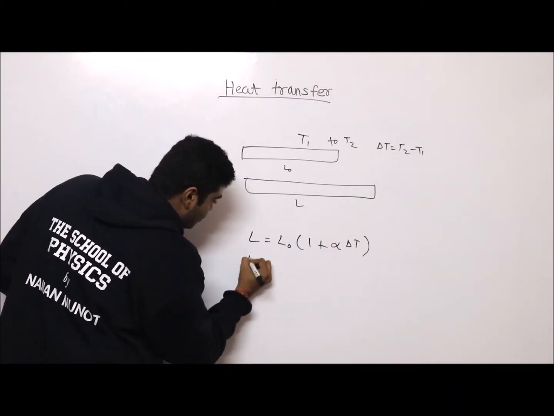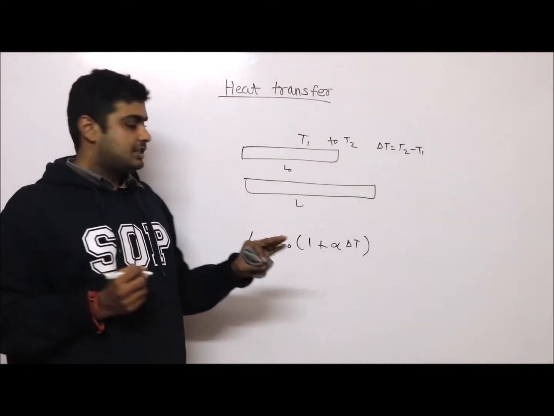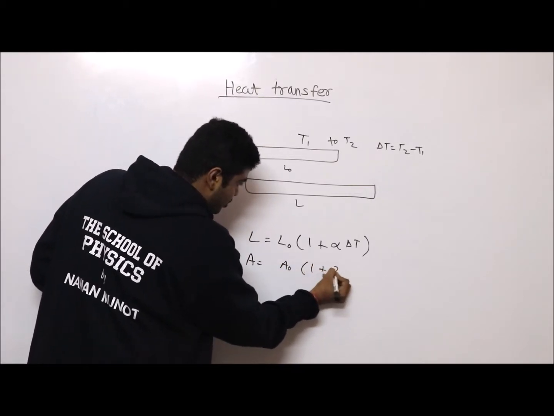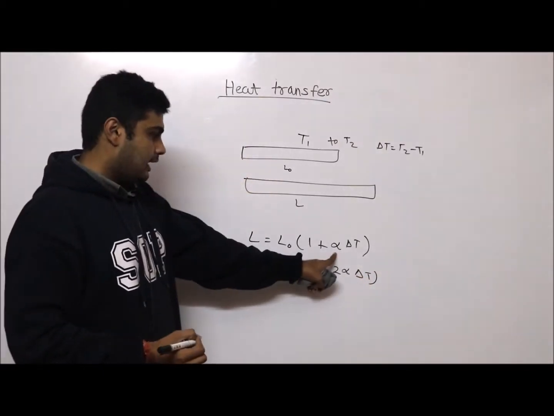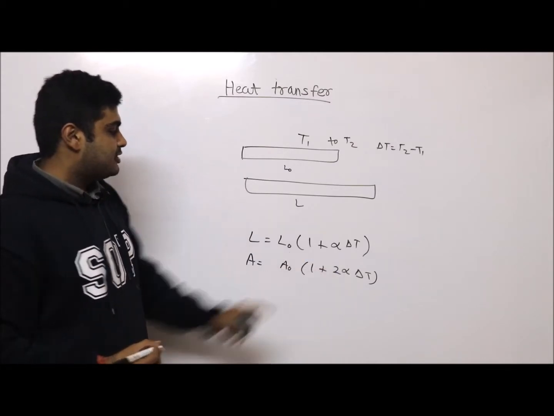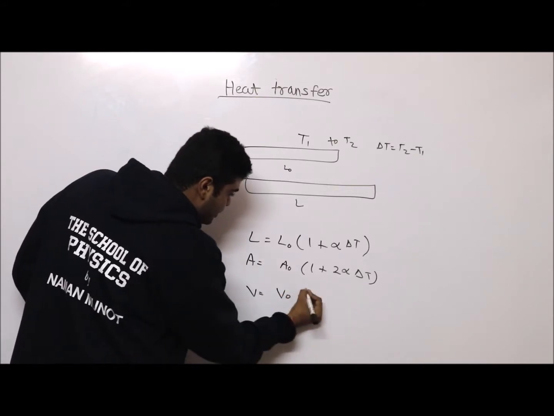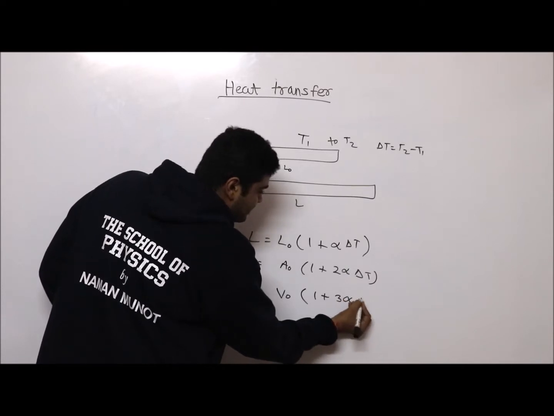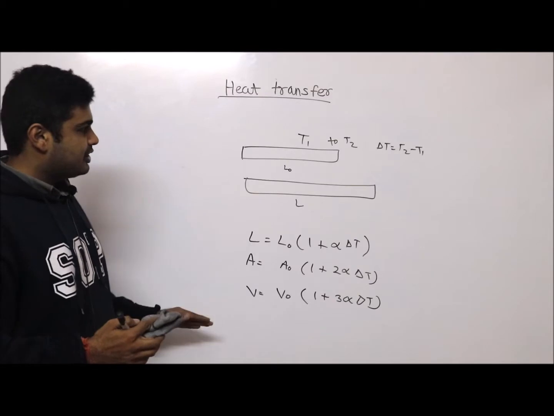Now when we do this with area, what is the areal expansion? We just have to make a small change. We write it as A is equal to A0 times 1 plus 2 alpha delta T. Rather than alpha, we use 2 alpha, which becomes the areal expansion coefficient. Similarly for volume, V is equal to V0 times 1 plus 3 alpha delta T, where 3 alpha is the volumetric expansion coefficient. So we have to just remember all these three formulas.